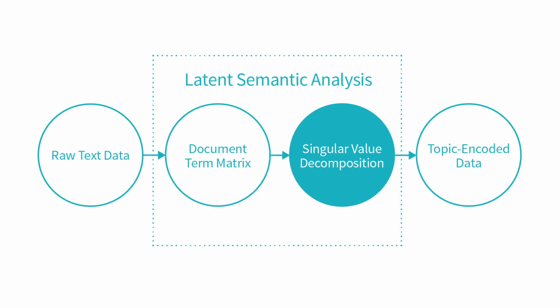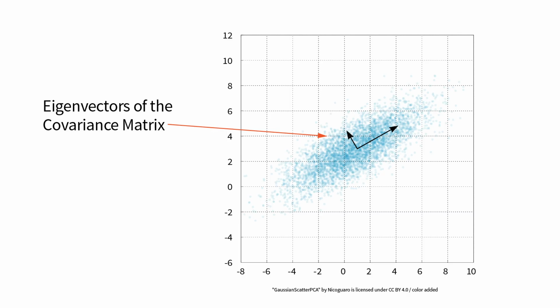Recall that the third step in a latent semantic analysis is to perform a singular value decomposition, or SVD, on the document term matrix. Finding the vectors generated by an SVD is analogous to finding the eigenvectors of the covariance matrix of the data itself. Without going too deeply into the meaning of this, suffice it to say that these vectors are deterministic and will not change substantially with each subsequent fit of the model.